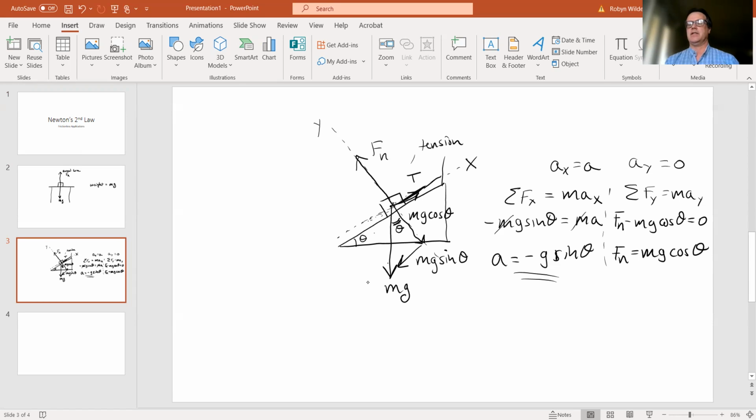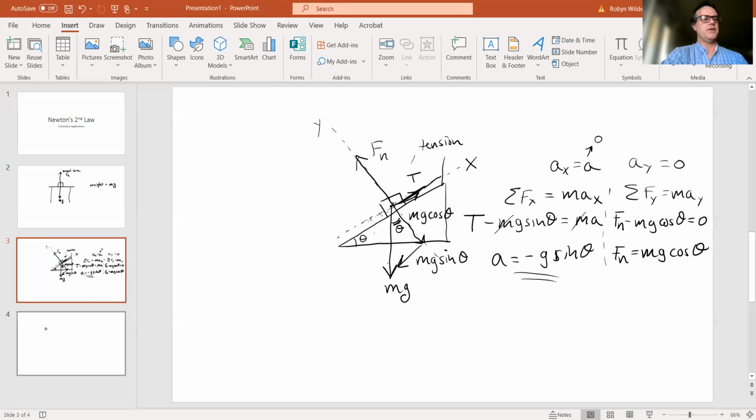But what would change in that situation? There's only one thing that would change, right? You would add this tension force into your x components, because it's pulling up the ramp. And you would set your acceleration in the x direction to 0, because you know it's not sliding anymore. Then you could solve for the tension. So hopefully that will also help with one of the homework problems.